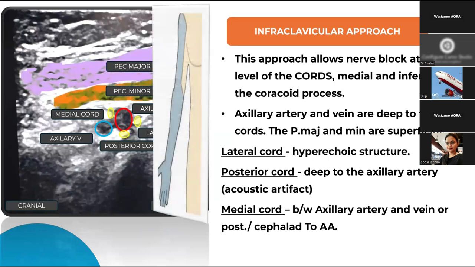This block covers the upper aspect of the anterior, posterior, and lateral aspect of the arm and the entire limb below it.